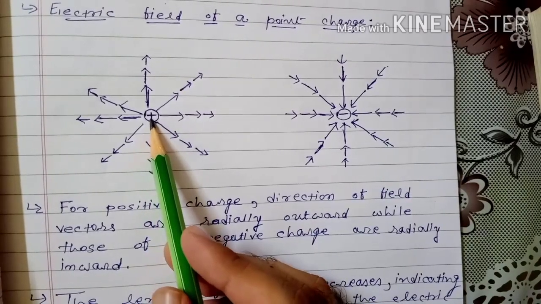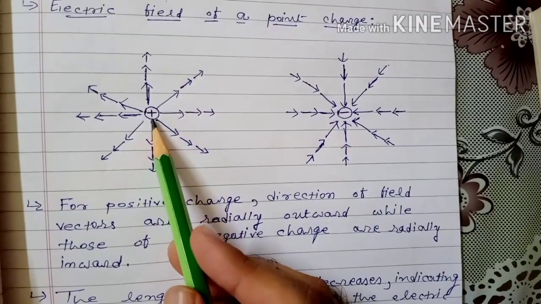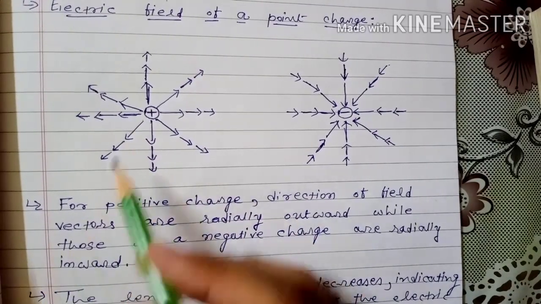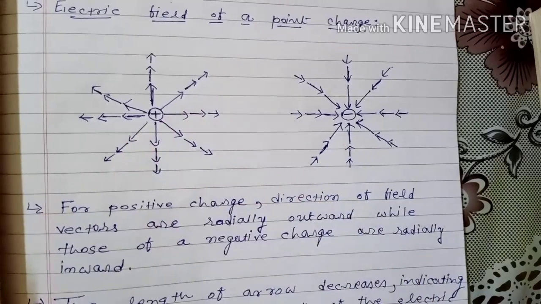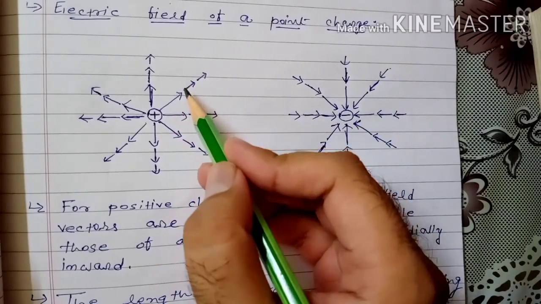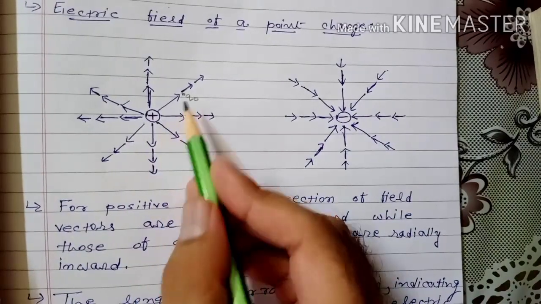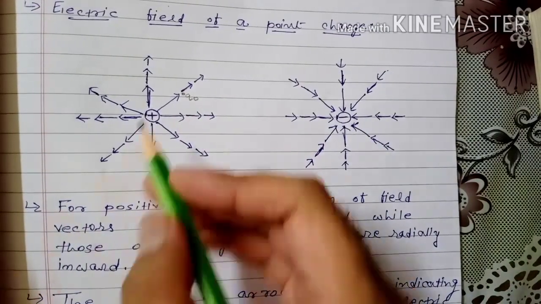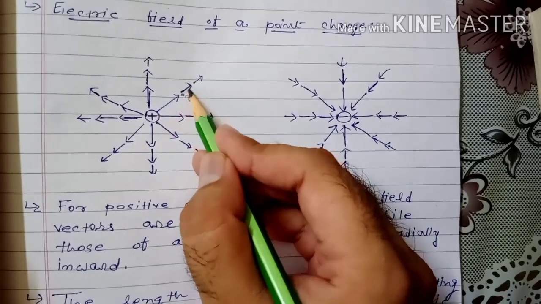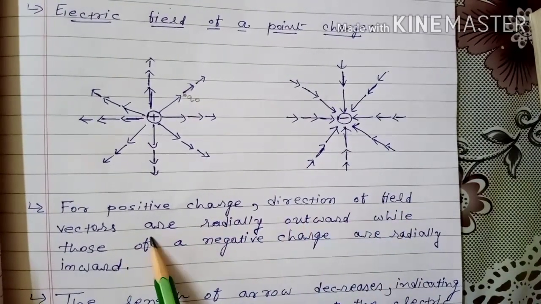If we take a point charge, it can be anything, a positive charge or a negative charge. If we take a positive point charge, then due to it, the direction of field vectors is radially outward. You can see the direction of field lines is radially outward. How can we say that? Because if I place any positive test charge Q0 here, then between these two positive charges, which type of force will act? Repulsive force. So the direction of repulsive force will be from this positive charge to Q0, that is radially outward. Therefore, for a positive charge, the direction of field vectors is radially outward.